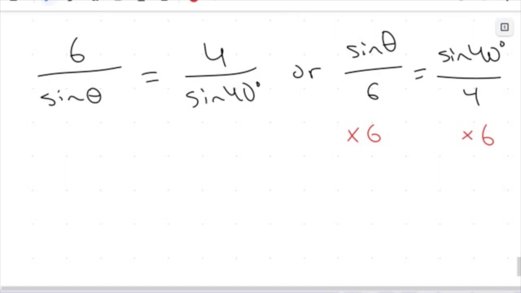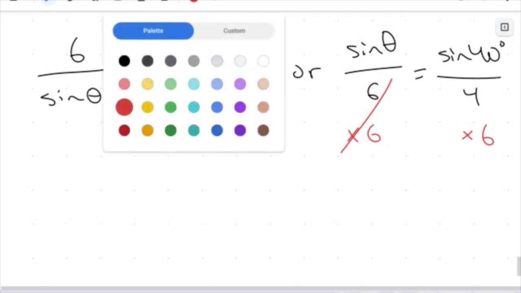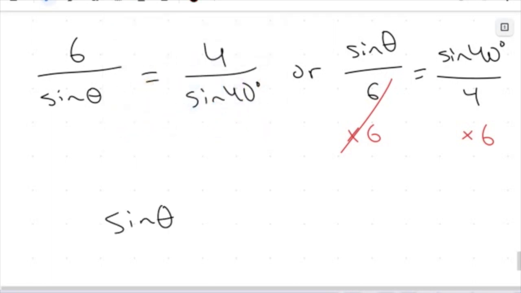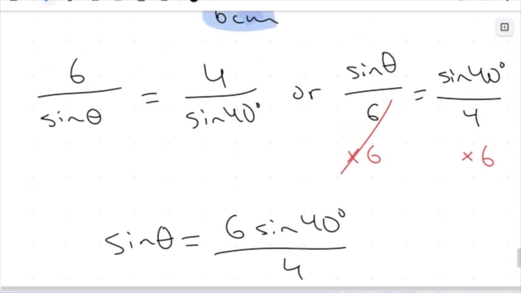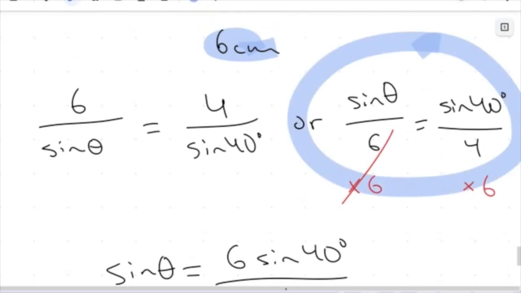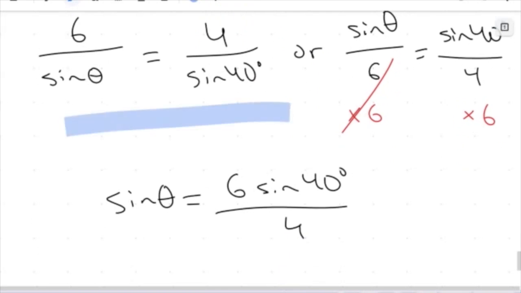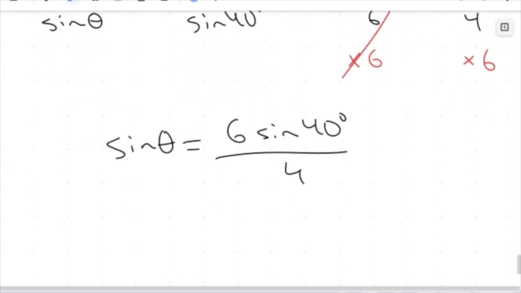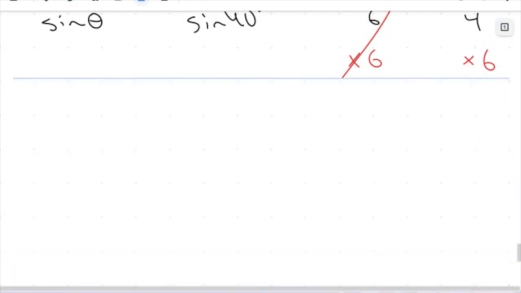So if we do this one on the right hand side, we want to multiply both sides by 6, and that's going to give me, because that clears the 6 on the denominator here, sine theta equals 6 times sine 40 degrees over 4. Now just as a side note, if you're still not sold on writing this in a different way, we can still solve the left-hand equation in the same way with the sine theta on the denominator. I'm actually just going to do that right now, just to show that we get the exact same thing as we did over here.